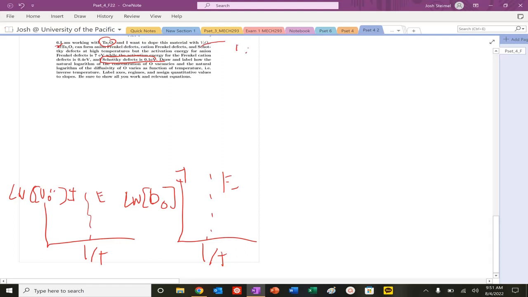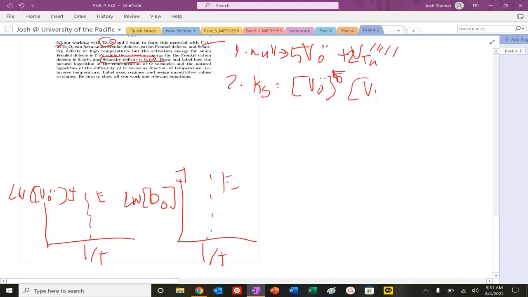So again, same thing. My intrinsic reaction is going to be null goes to vacancy of oxygen, 1, 2, plus vacancy of tantalum, 1, 2, 3, 4, 5. There's 2 of these, 5 of these. Good. I'm going to write my K Schottky, which is going to be V naught to the 2nd power, times vacancy tantalum to the 5th power, equals exponential minus G formation Schottky over kT.